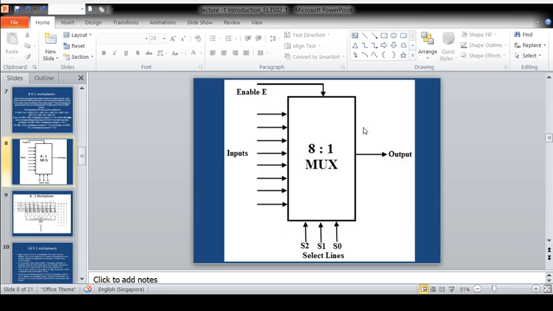The block diagram of this is shown here. In this block diagram, in this particular chip, there is one more input, called the enable input. This enable input is normally connected with all ICs. So what is the use of the enable input? Enable input activates the IC. If the enable input is activated, then the IC is activated. If the enable input is inactive, or not activated, the IC is disabled.